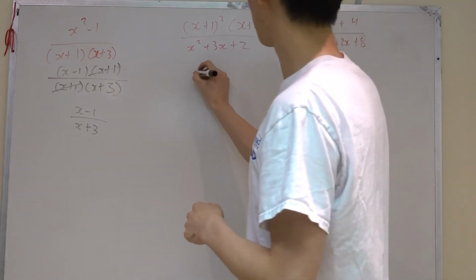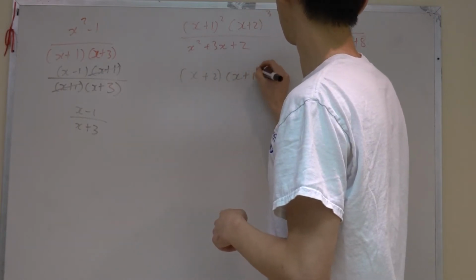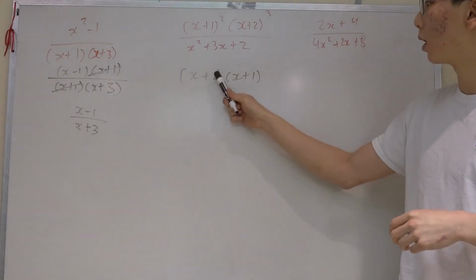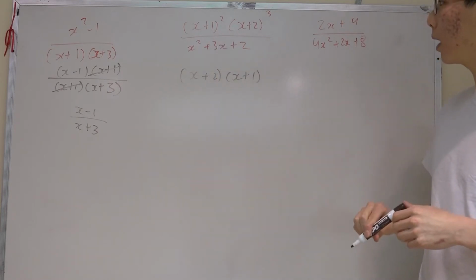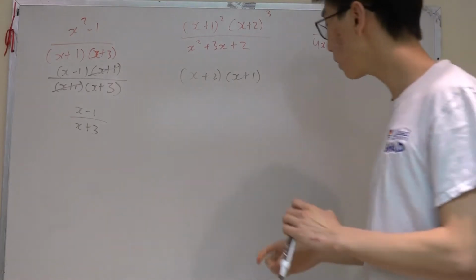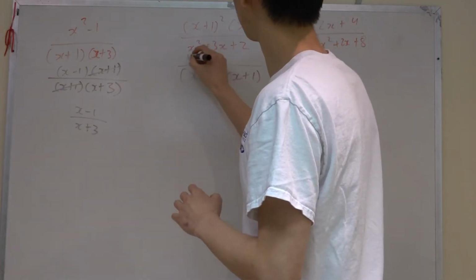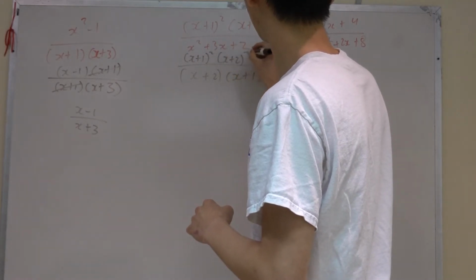This becomes x plus 2 and x plus 1. Just quickly double checking: the 2x and then the 1x combine to make 3x, and then the 2 and the 1 combine to make a 2. We're done. Okay. I'll bring in the numerator now. X plus 1 squared, x plus 2 cubed.